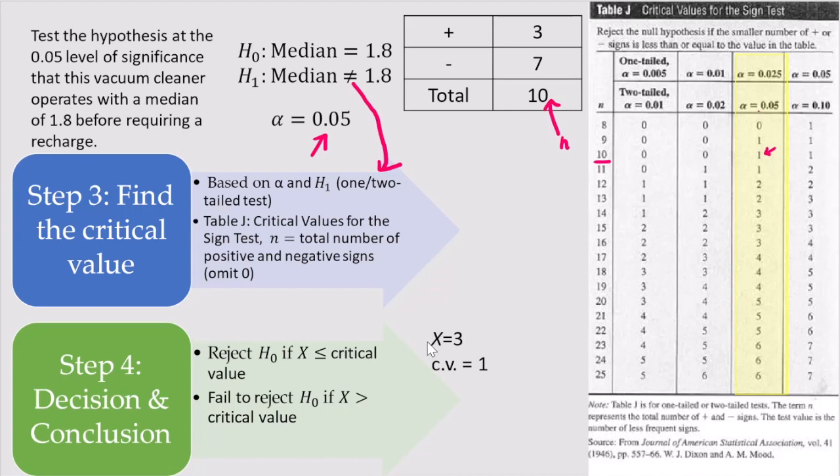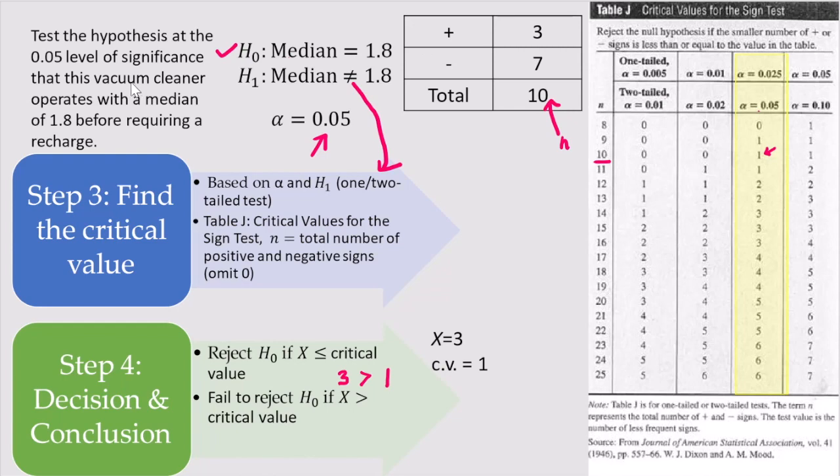Okay, so based on step number 2, we had our test statistic as 0. And step number 3, we had our critical value, CV, as 1. Test statistic 3 is definitely greater than our critical value 1. So we would not reject the null hypothesis. Okay, the median is equal to 1.8.